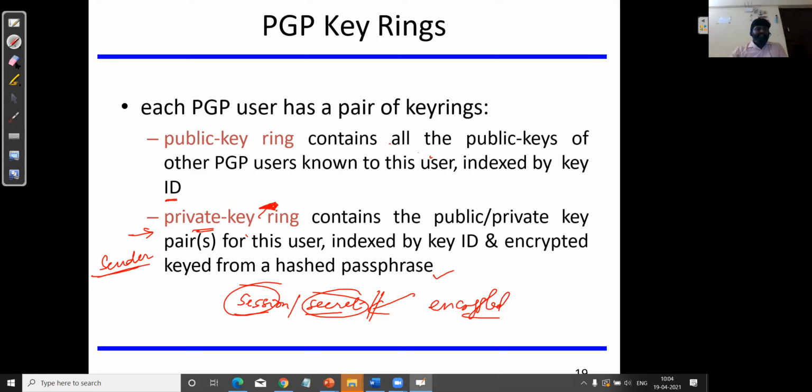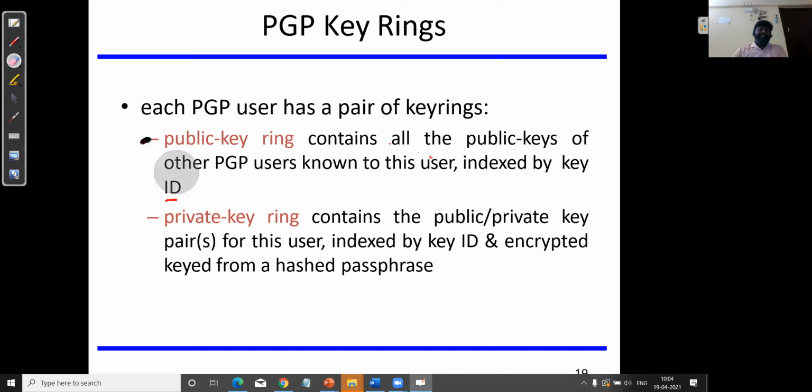These are the concepts related to the public key ring and the private key ring. I repeat, when we talk about the public key ring, the user will have a key ring where he will have the public keys of the different users. Say, for example, if this is user A, you will have the public key of B, public key of C, public key of D, and public key of E.